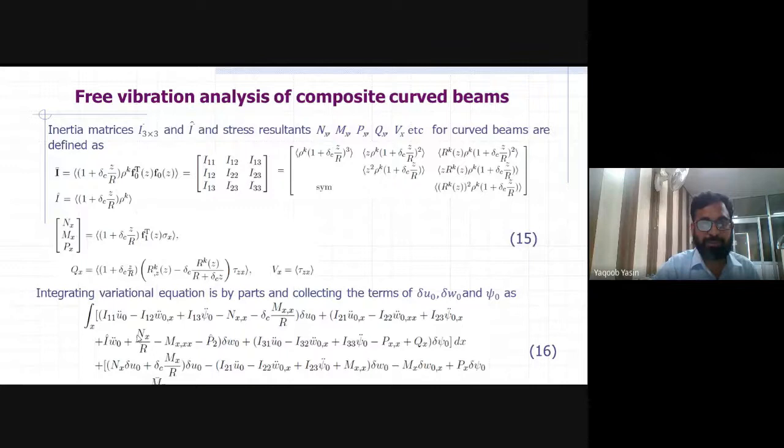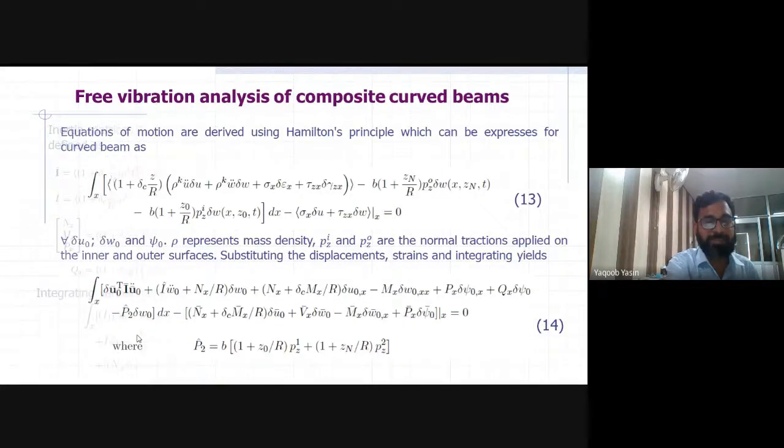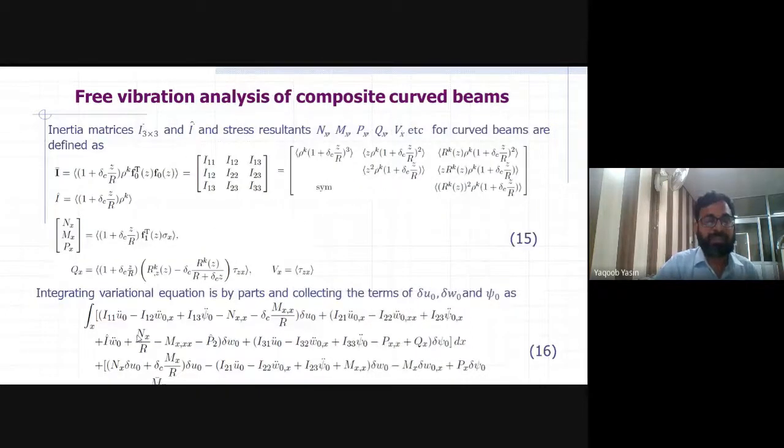Now, after substituting the values of the functions, we will be able to find the inertia matrix and Nx, Mx, Px like this. Here the inertia matrices I bar and I cap are defined by these functions. These functions are very useful in programming using MATLAB because it is an inertia matrix. So we have these terms and we will obtain these matrices using a program. Similarly, we have the resultant forces Nx, Mx, Px, and we will be able to find these matrices using MATLAB again.